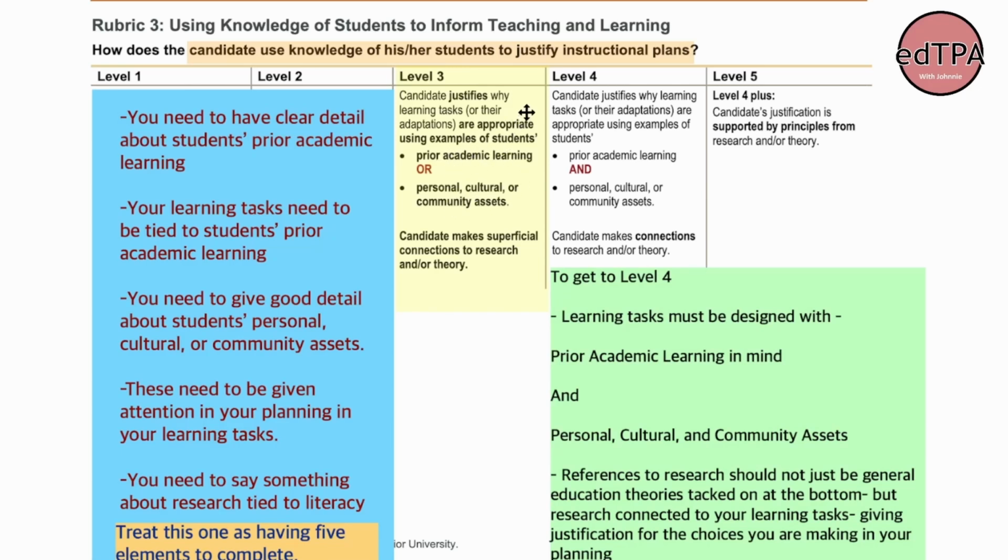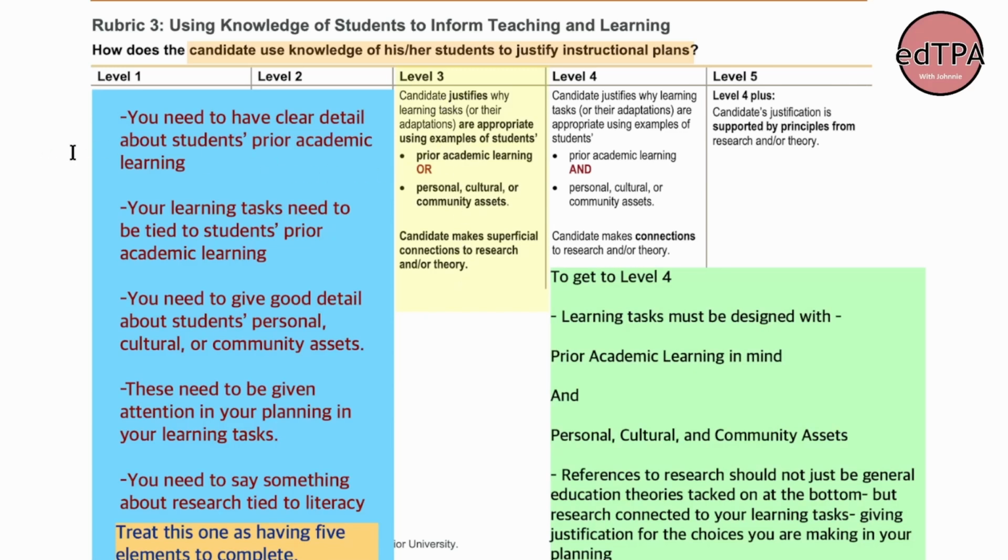So level 3, candidate justifies why their learning tasks are appropriate using examples of students' prior academic learning or personal, cultural, or community assets. And then they make some superficial connection to research or a theory. So these are the things that have to happen for level 3.